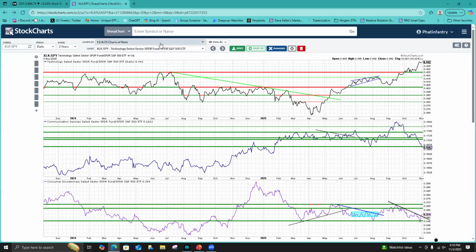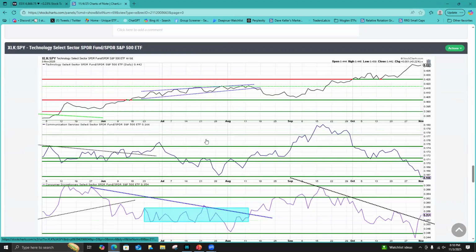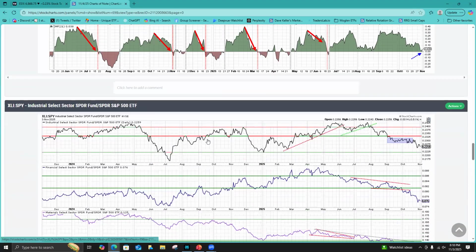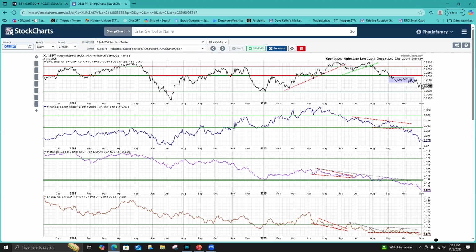Lost my charts. There we go. XLI, sort of value plays. XLI, you know, not looking great. XLF versus SPY, not looking great. Materials, just god awful. That's terrible. And energy, that's just god awful. That's terrible. Nothing to say right there.